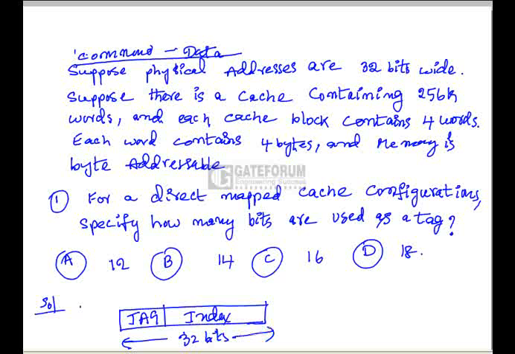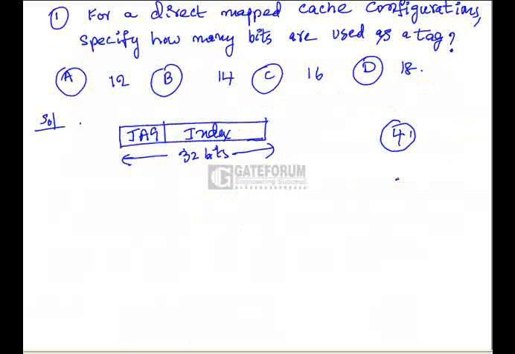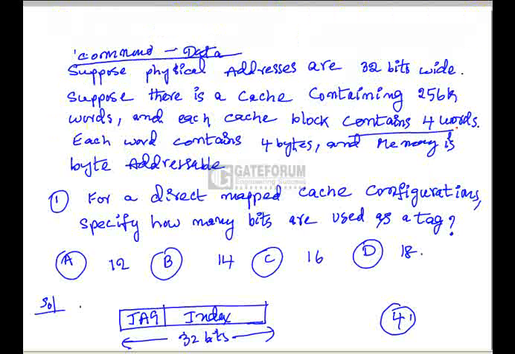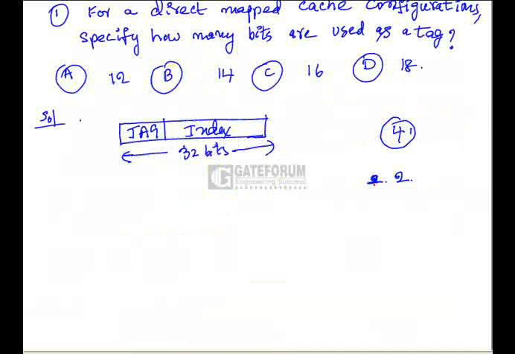That depends upon whether it is divided into blocks or not. So here there are 4 words per block, and each word contains 4 bytes. So the number of bits to represent a byte within a word is 2 bits. And again the block contains 4 words, so the block offset we can represent with 2 bits. That is, the number of bits required to show a word is 2, and the number of bits required to show the content of a block is 2 bits.